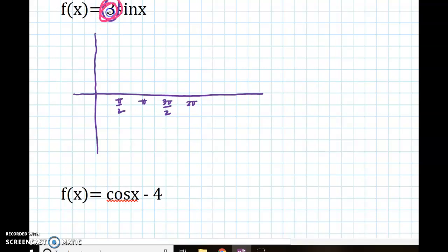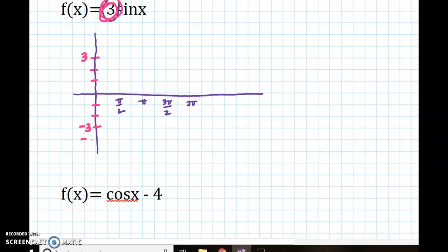So this amplitude means that just like when you're shifting a parabola or stretching a parabola or whatever, you're multiplying all your y values by 3. So your maximum of your y value is now going to be 3. Your minimum of your y is going to be -3.